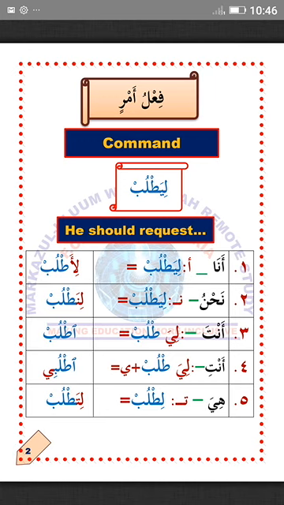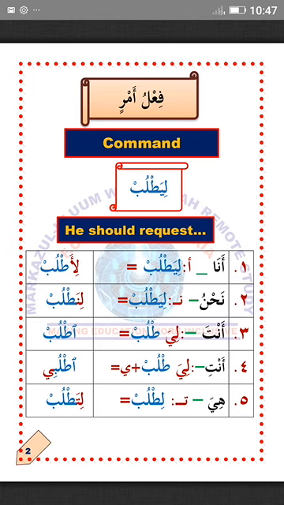Ithnan, number two. Nahnu, we. So how do we change the verb liyatulub to suit nahnu? All you need to do is to detach ya'un and attach nunun. So the verb liyatulub will now become linatulub, which means we should request.